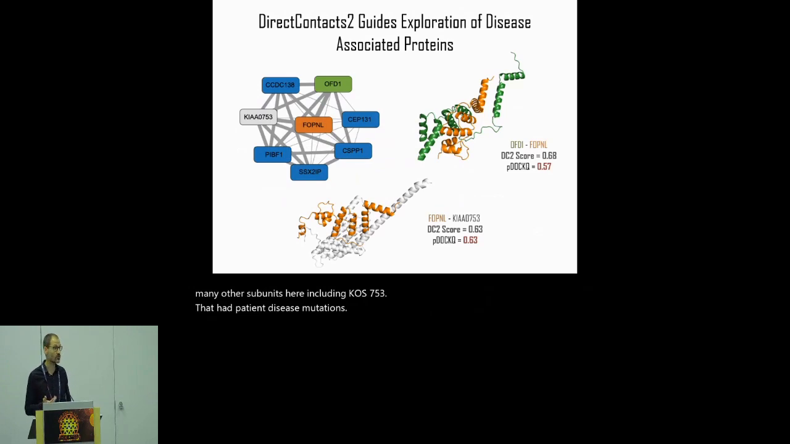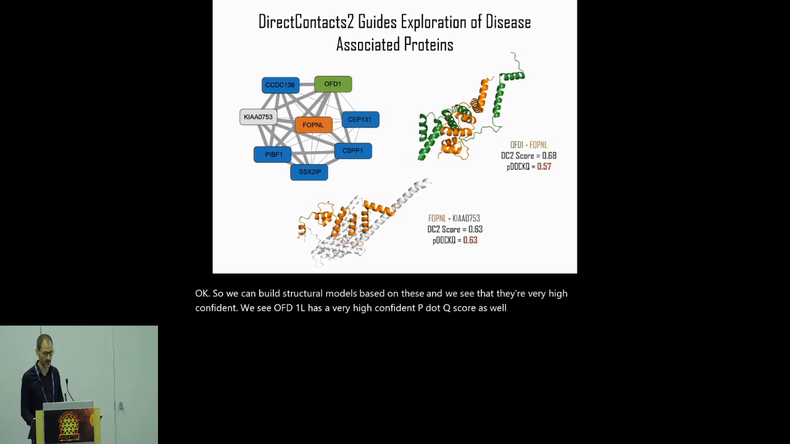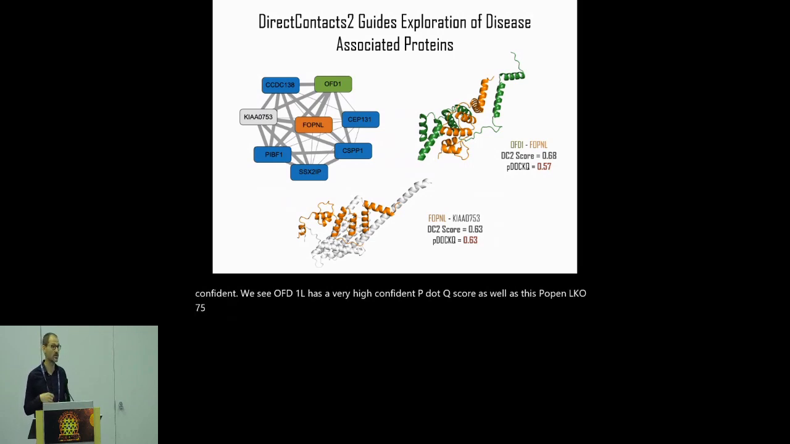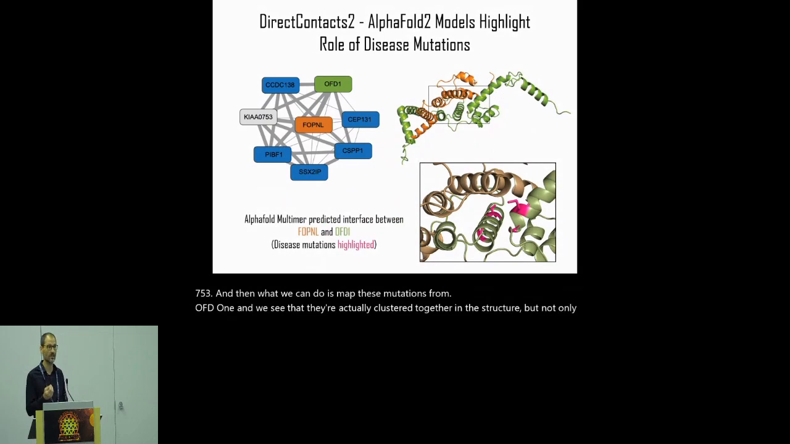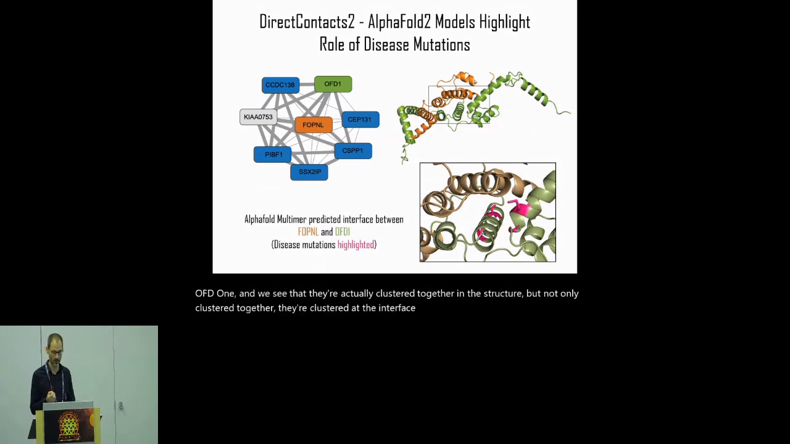Okay. So we can build structural models based on these, and we see that they're very high confident. We see OFD1 FOPNL has a very high confident pDockQ score, as well as this FOPNL KIAA0753. And then what we can do is map these mutations from OFD1, and we see that they're actually clustered together in the structure, but not only clustered together, they're clustered at the interface between FOPNL and OFD1. So these models are able to give us some structural context in terms of the molecular mechanism of these mutations.